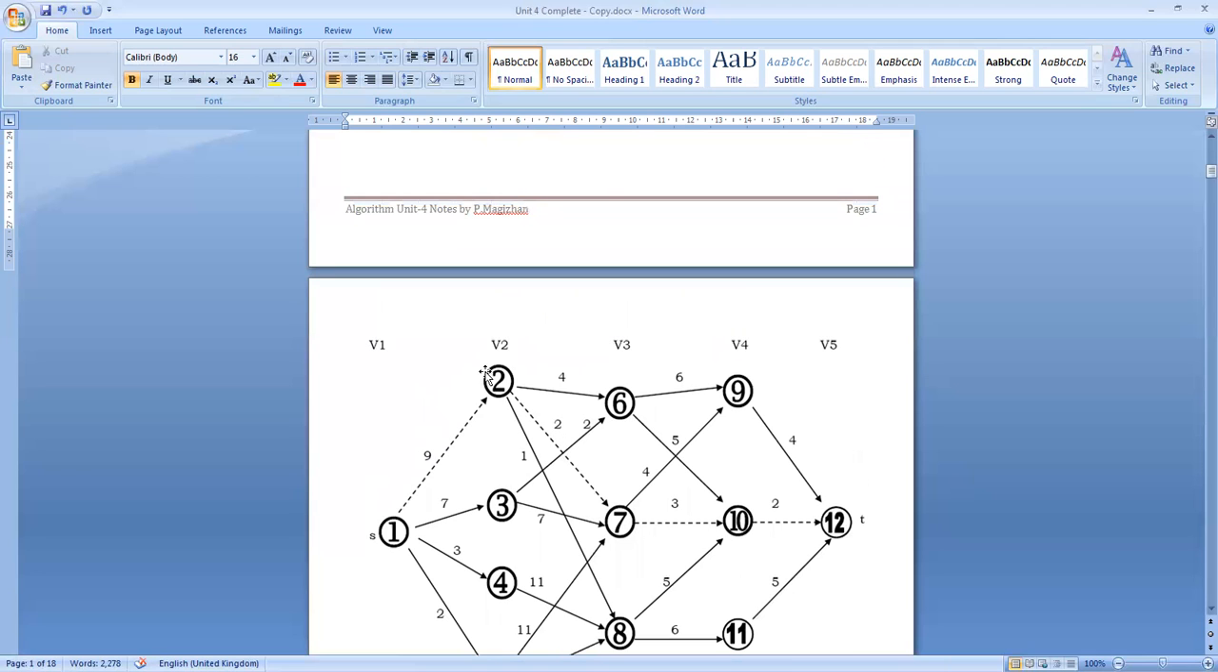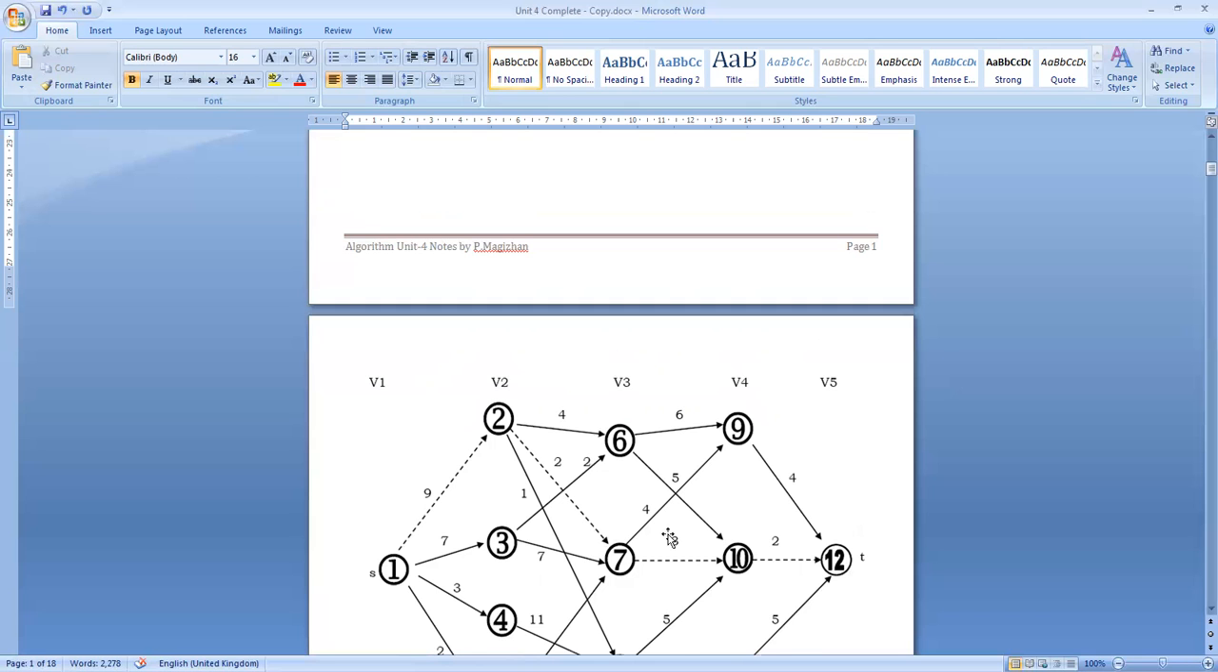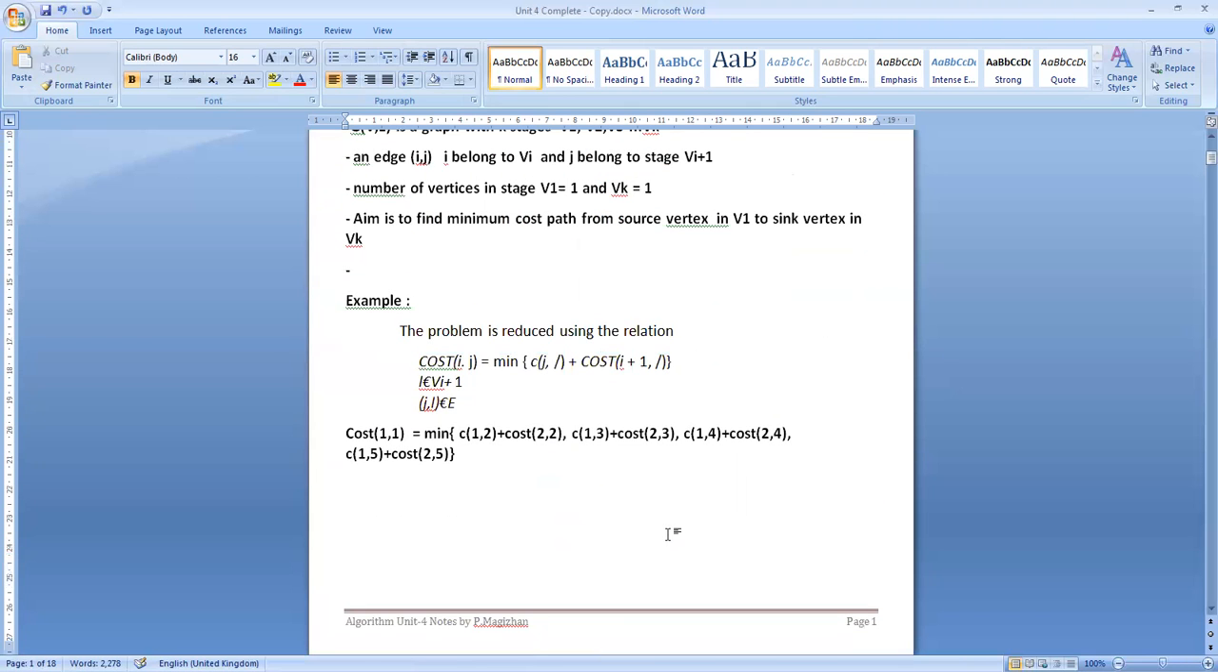Now, to find the minimum cost value from 2 to 12, I have to take one decision. So then it will be 2 to 4, 4 plus minimum cost value from 6 to 12. Then 2 plus minimum cost value from 7 to 12. Then 2 to 8, 1 plus minimum cost value from 8 to 12. Like this, that's how we should do it.